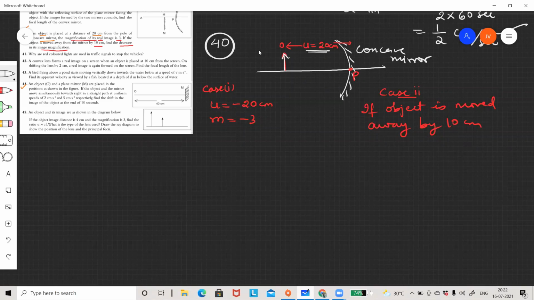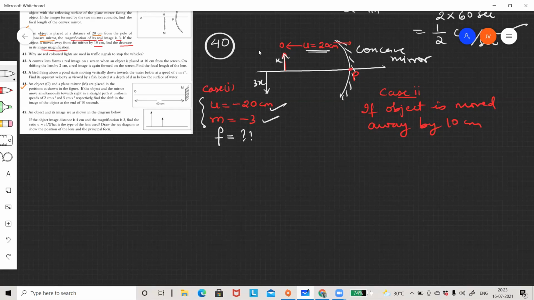That means the image is formed below. If this is x, this is 3x. But it is formed below the principal axis, that is by minus 3. So these two are given. What we have to do is, first from these two, we will find out the focal length of the mirror. So using this information, we'll find the focal length of the mirror.